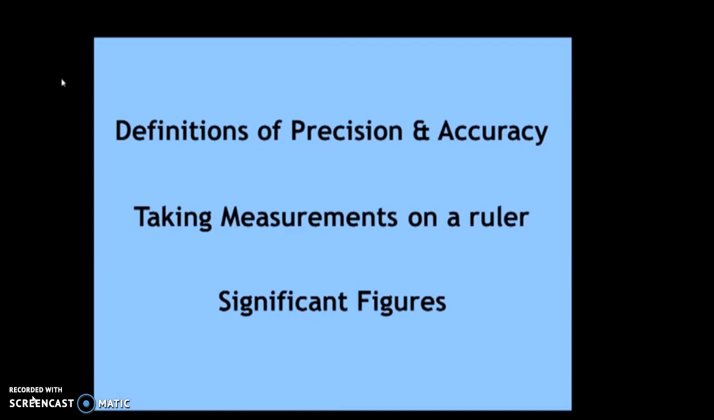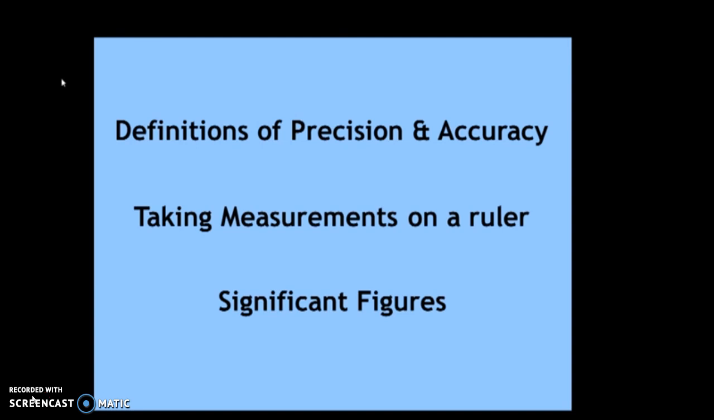In this video, we are going to discuss the definitions of precision and accuracy. I will show you examples of the difference between precision and accuracy. We'll talk about taking measurements on a ruler and how you must add an estimated digit to the end of every measurement. And then we'll also discuss significant figures, or as I typically call them, sig figs.